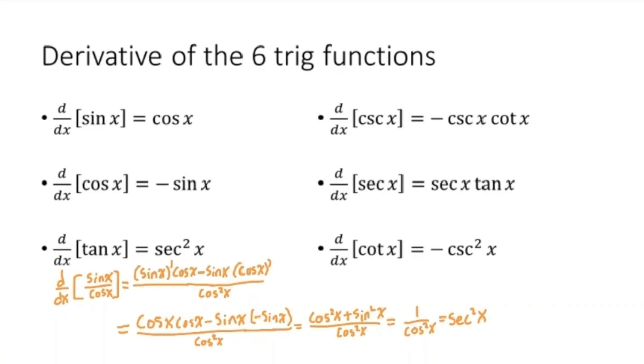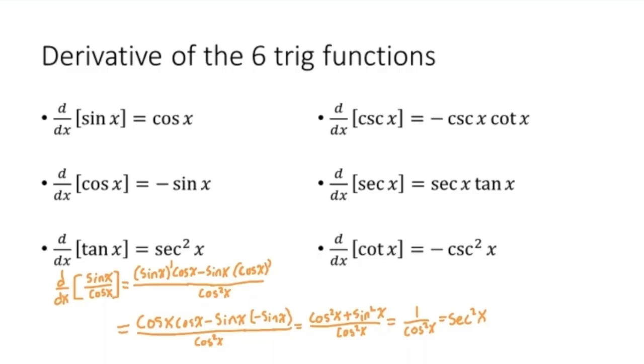We can use the same strategy to find that the derivative of cotangent x is negative cosecant squared x. And I'll leave that as an exercise for you to try. As for cosecant and secant, the derivative of cosecant x is negative cosecant x cotangent x, while the derivative of secant x is secant x tangent x. These can also be verified using the quotient rule.